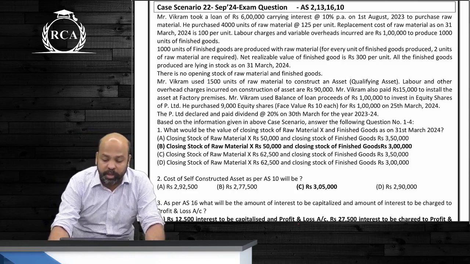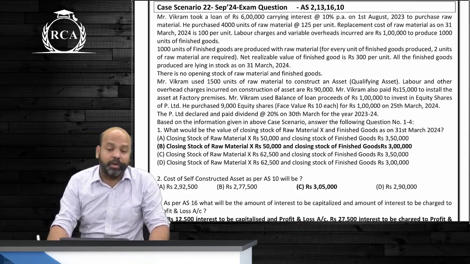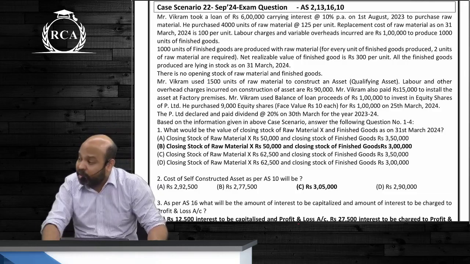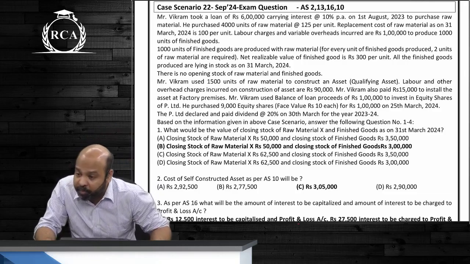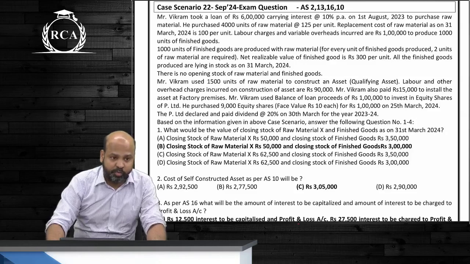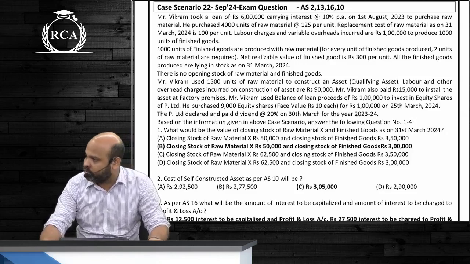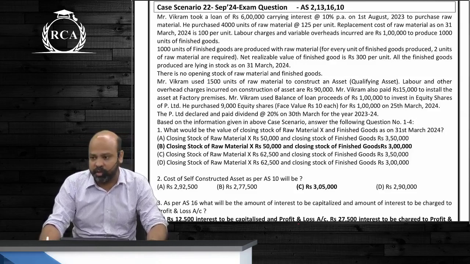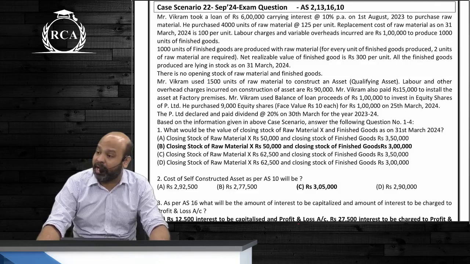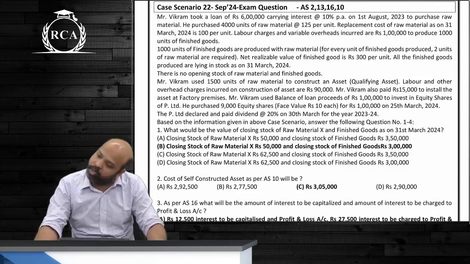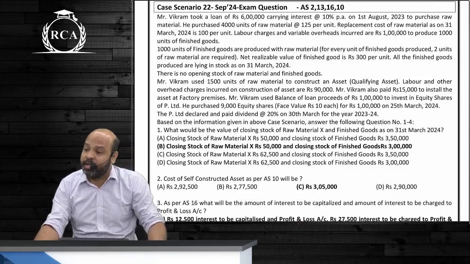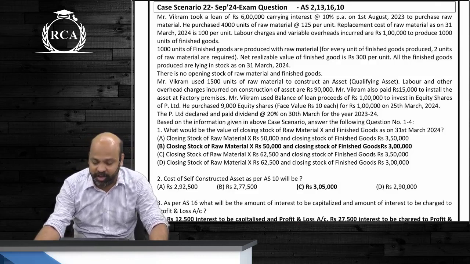Replacement cost of raw material as on 31st of March 2024 is 100 rupees per unit. What did we learn about the valuation of raw material on balance sheet date? If the finished goods is expected to be sold at a loss, only then raw material should be valued at replacement cost, provided replacement cost is lower than the cost. If finished goods is expected to be sold at cost or above cost, then continue to value raw material at cost. Finished goods will be directly valued at cost or NRV, whichever is lower.